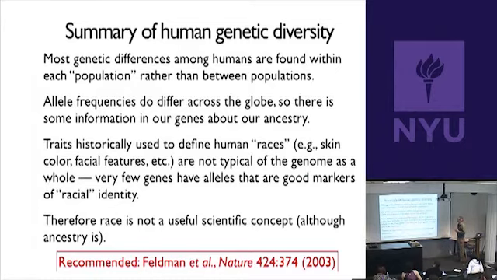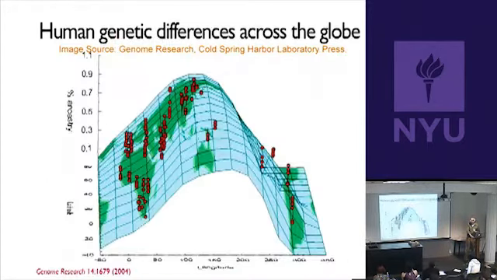Just to summarize, because I think these are some really important points where science, just looking at DNA, can actually give us an answer that's useful. Most genetic differences among humans are found within populations rather than between populations. So what does this mean? On this graph, what you're looking at is how rare or common particular alleles are. But in almost every population, you have individuals with almost every allele. That is, genetic variations exist all over the place.